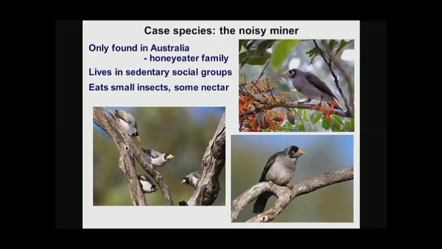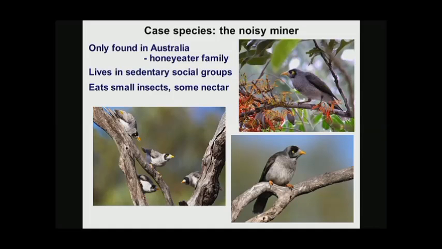In the honeyeater family, noisy miners establish in an area and they live there forever. They have very small home ranges. You know, a single bird will spend its whole life in a fraction of a hectare. And they live in groups. They're very social. They feed on insects and nectar in the trees, mostly.